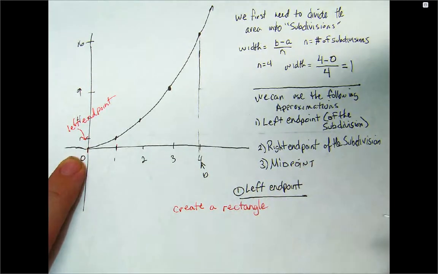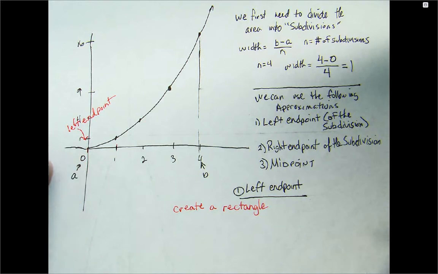we're going to create a rectangle, because rectangles are easy to deal with. And since we're figuring out areas, if we use rectangles as areas, then it's going to be the easiest shape that we can use.